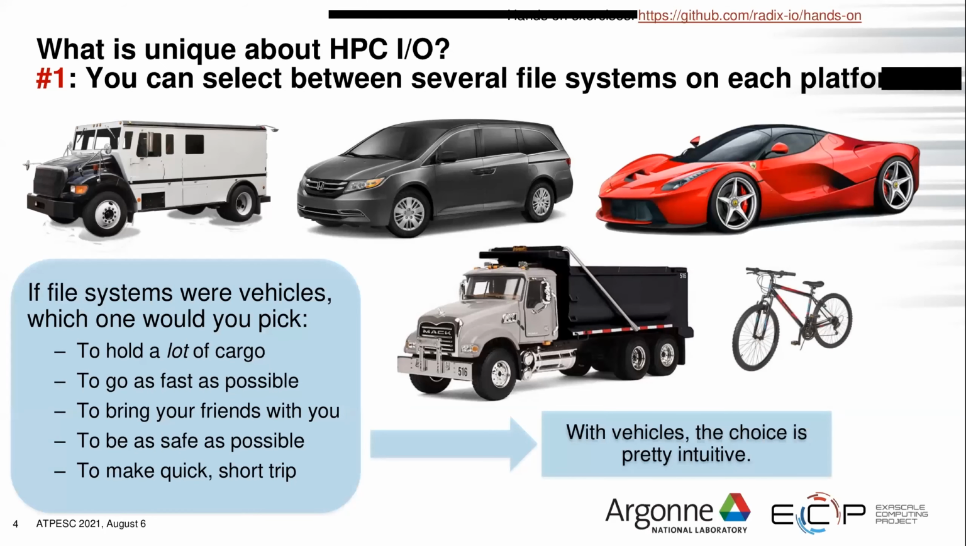The first thing I wanted to talk about with HPC I/O is that you can select between several file systems on a big computing platform, like at Argonne or Lawrence Berkeley or Oak Ridge. I'll start with a metaphor here: if file systems were vehicles and you were looking at the range of vehicles that were available, you might want to pick one to hold a lot of cargo. You might want to pick the one that's the fastest possible. You might want one that's easy to bring your friends along with you to do something. You might want the safest thing if you have really critical data. You might just want to make a quick, short trip and not bother with a lot of fuss, extra steps.